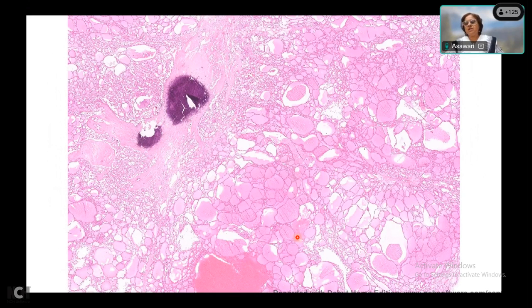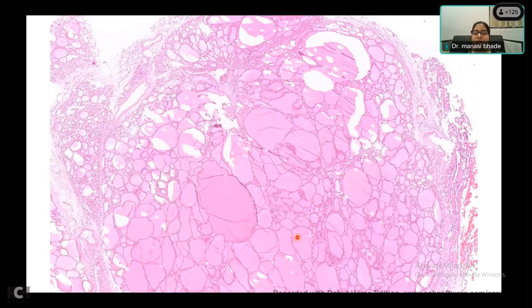So one thing is clear here. We don't have a capsulated single nodule. We are looking at multiple nodules. Am I right? Yes, ma'am. Okay, go ahead. Ma'am, follicles of varying sizes can be seen, which are filled with colloid. Okay.